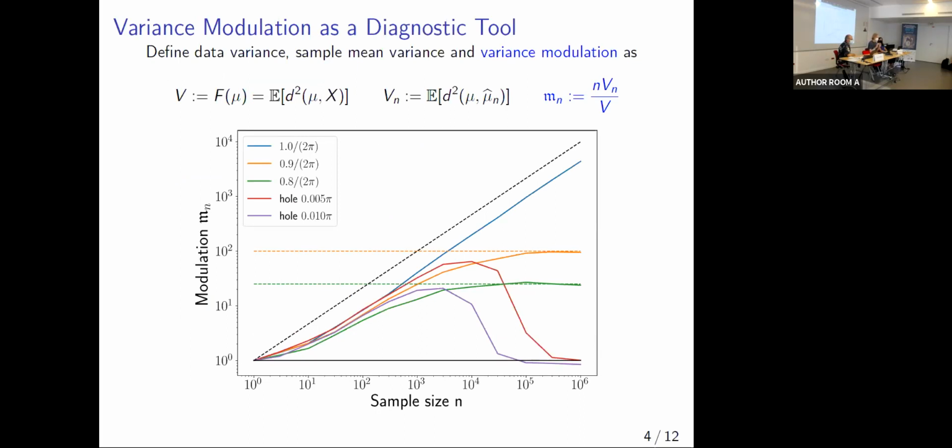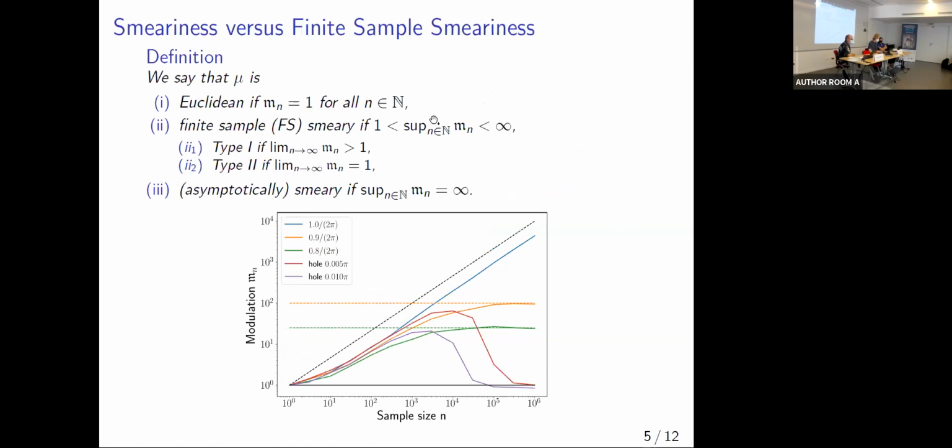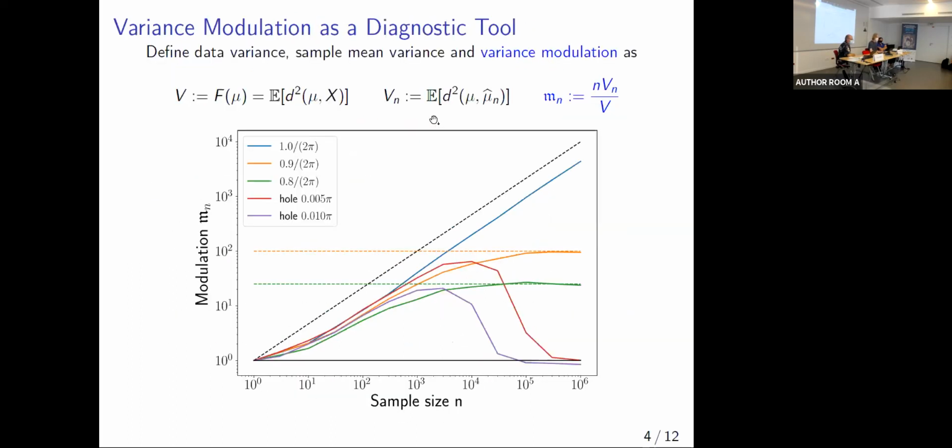All right. And now what do we mean by finite sample smeariness? For that, I will introduce a helpful notion, namely the variance modulation, where we look at the variance of the data V, and we look at the variance of the sample means Vn. And we rescale this by this factor n, and we call this n times the variance of the sample mean over this variance of the data, the variance modulation.